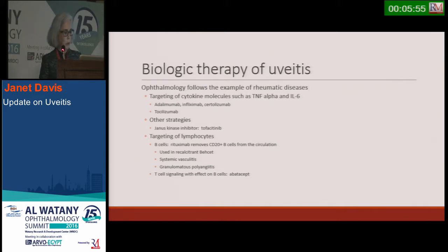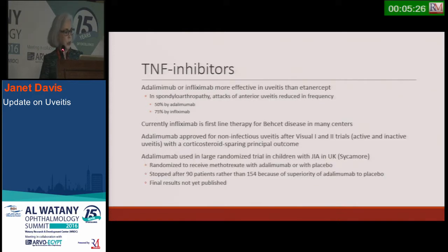Rituximab is very efficient at removing CD20 positive B cells from the circulation. You can use it in recalcitrant Behçet, use it in systemic vasculitis, worked great in granulomatosis with polyangiitis, and in a very recalcitrant, very mature chronic uveitis patient who's already been through a lot of treatments. Rituximab will often be the ticket to get them out of the mess that they're in and get their uveitis to go quiet. So TNF inhibitors are really the most well-known of all of these agents.